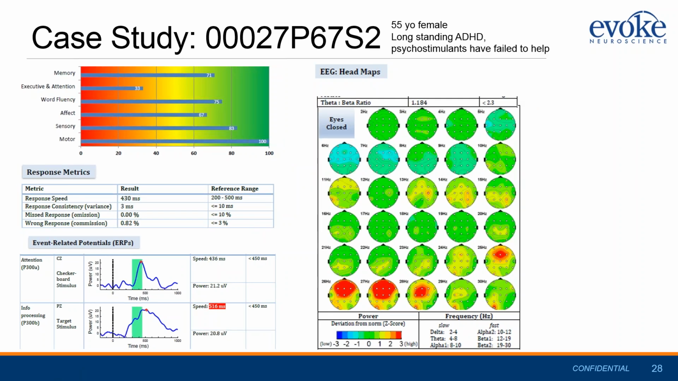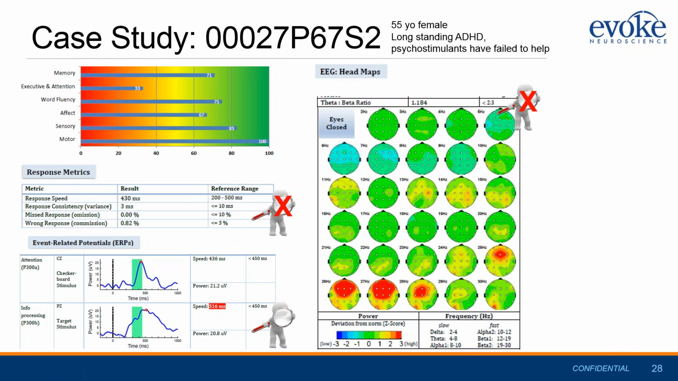Now let's look at a case study of a 55-year-old female. We knew coming in that this person had long-standing ADHD, but she just felt like her medication wasn't helping her symptoms at all. So we look at her response metrics, and she's actually performing behaviorally compared to normal controls. She's not doing too bad there. And we look at her ERPs. Looks like her P300B power is okay. Her speed's a little bit delayed. That might be causing some of her symptoms.